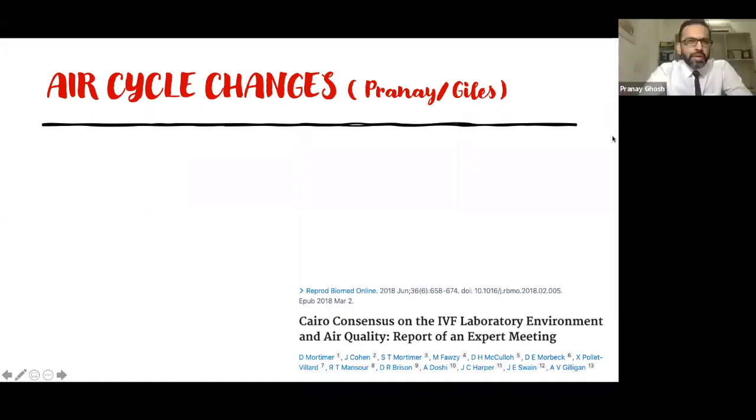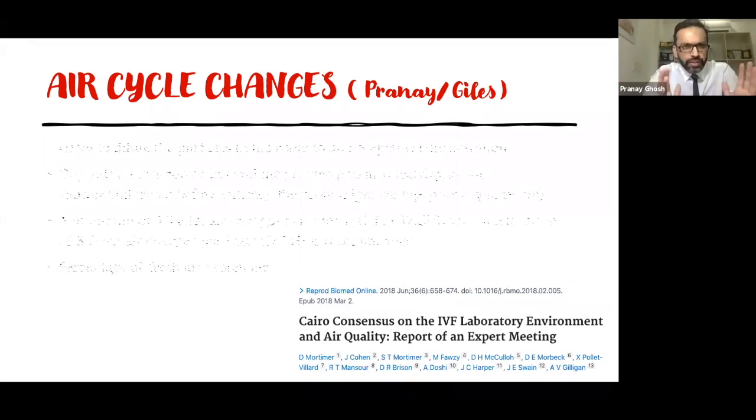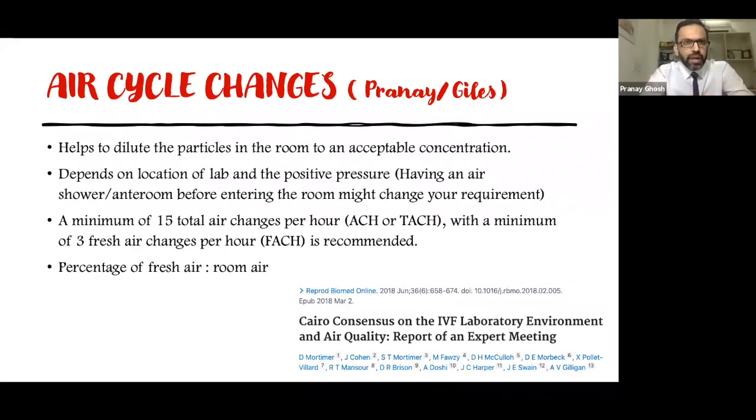Thank you. So when you talk about air cycle change, it means the replacement of the entire volume of the air in a closed box that you're working in with fresh air or recirculated air that has been filtered. The purpose is to dilute the particles to the resting state. The Cairo consensus has mentioned that you need 15 air changes per hour, of which 20% needs to be fresh air and the remaining 80% can be recirculated. But taking on from where Dr. Sandoz left, it depends on what facility you have designed. Is it the air changes for an ISO 5 facility that we're talking about, or ISO 8?